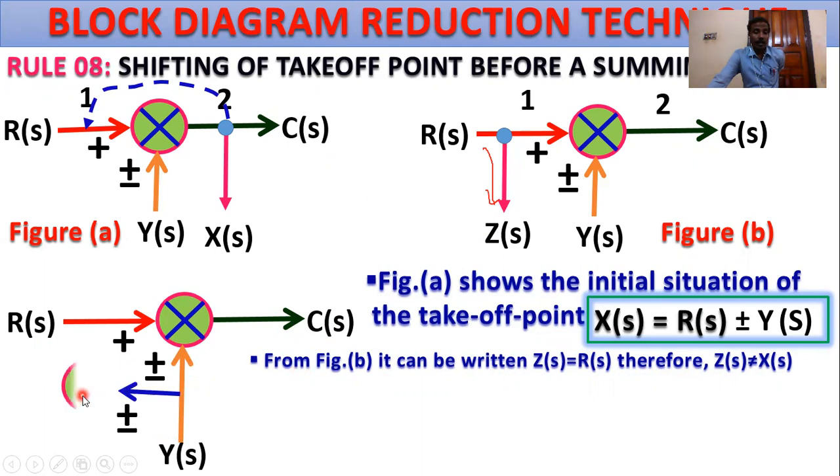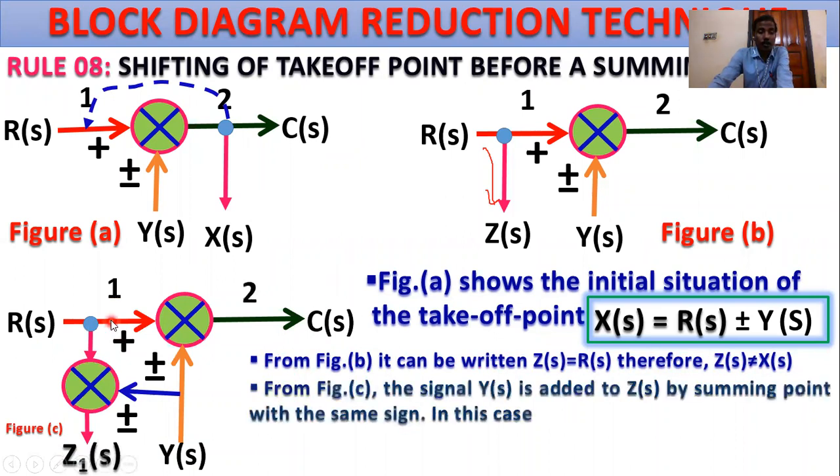Then one summing point added, and this is the output Z1(S). What is the Z1(S) or Z(S) value? This is the position 1 to position 2 from figure B. It can be written Z(S) equals R(S). Therefore, this is Z1(S) equals Z(S) equals R(S). Therefore, Z(S) not equals X(S).